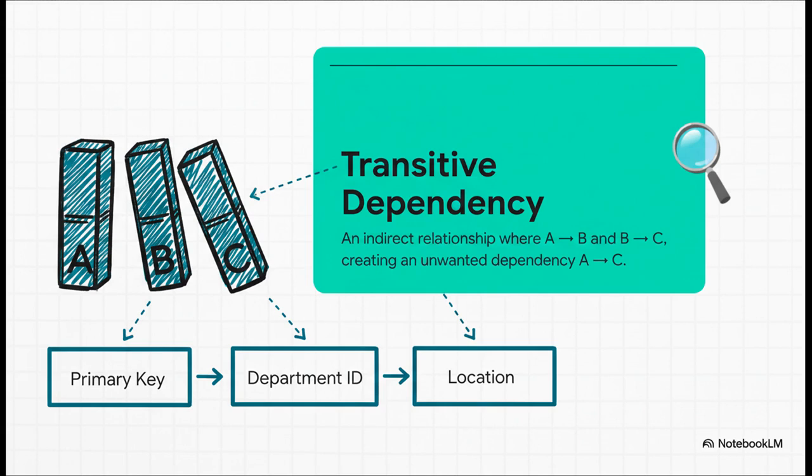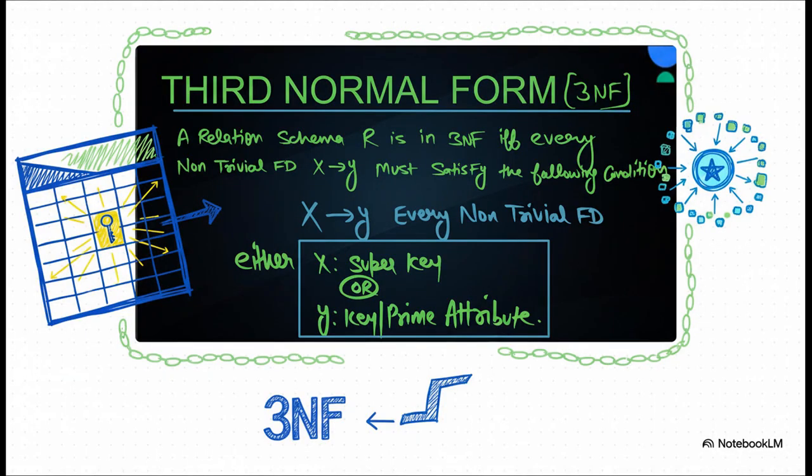The best way to think of it is like dominoes falling. The main key, A, knocks over another column B, like a department ID. Then that department ID, B, knocks over yet another column C, like the department's physical location. See the problem? The location doesn't depend on the main key directly, it depends on that middleman column. That's a transitive dependency. So 3NF steps in to clean this up with a very specific rule.